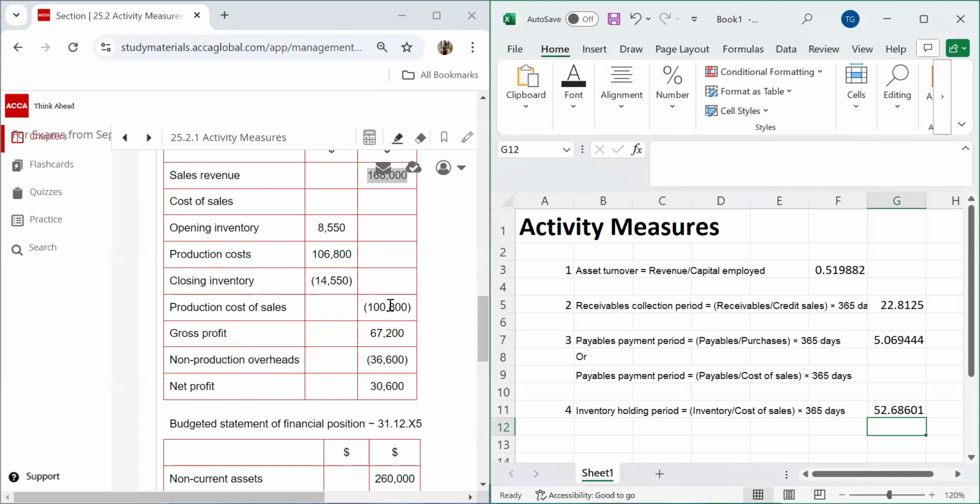So these were your activity measures. Now, in the next video, we are going to discover what's the relationship between the return on capital employed, the return on sales, and the asset turnover.